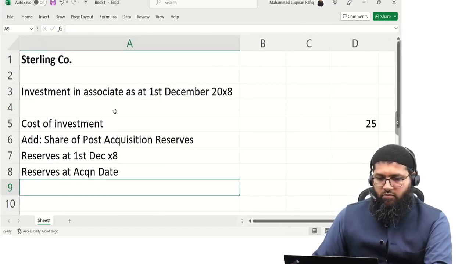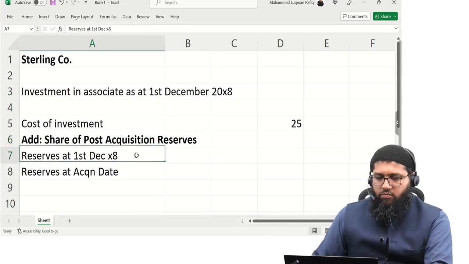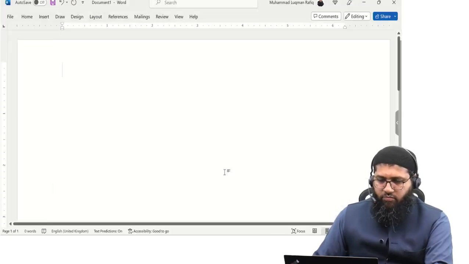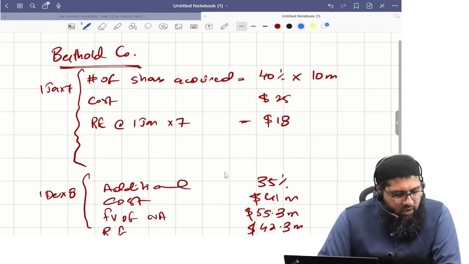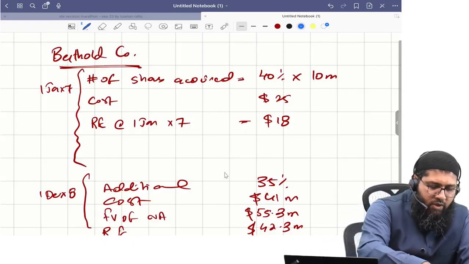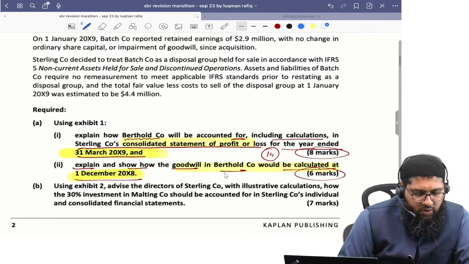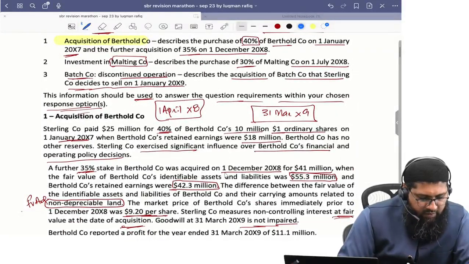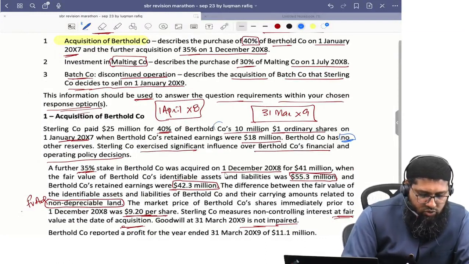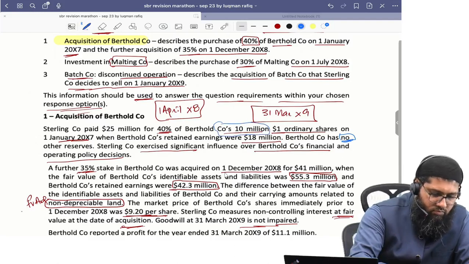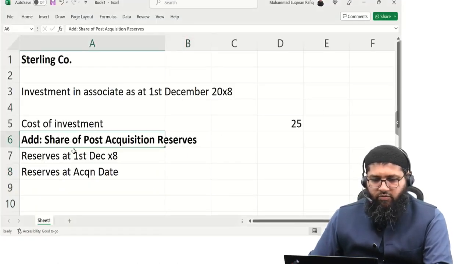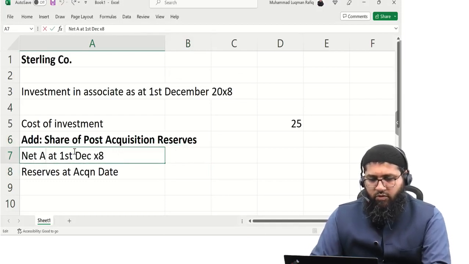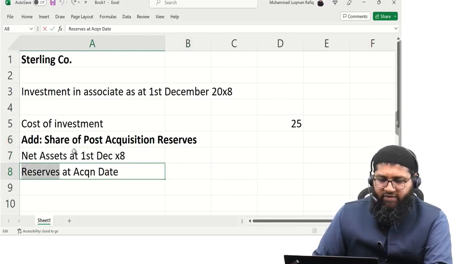Try to understand this. Reserves at acquisition date: we know from the scenario what the reserves at acquisition date were. We were told that the retained earnings were 18 million. What else were we being told? We were told that at this acquisition date, the reserves were zero. There were no other reserves. So in fact, what I would say is net assets at 1st December and net assets at acquisition date.